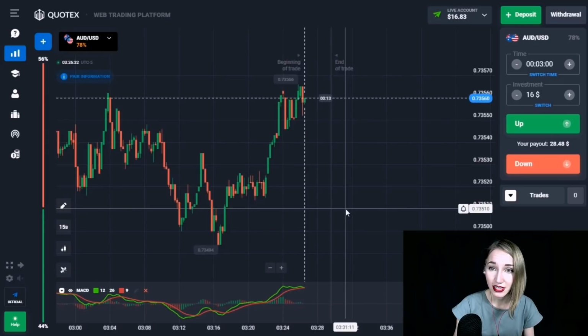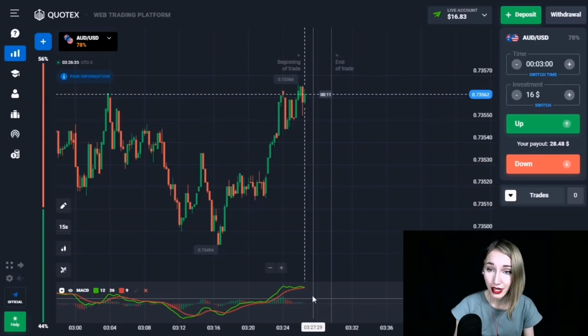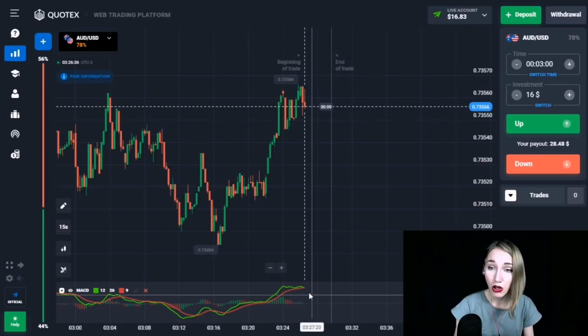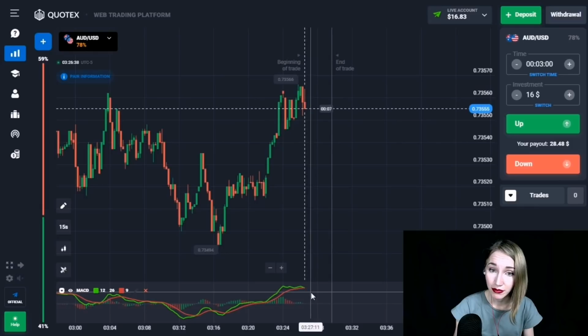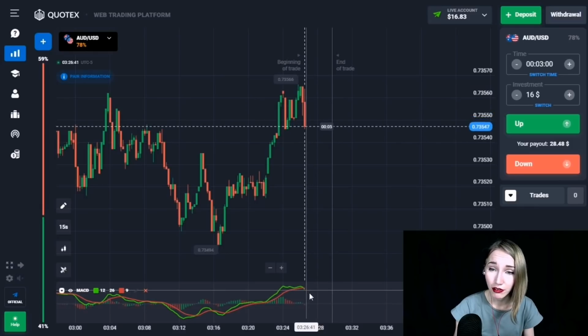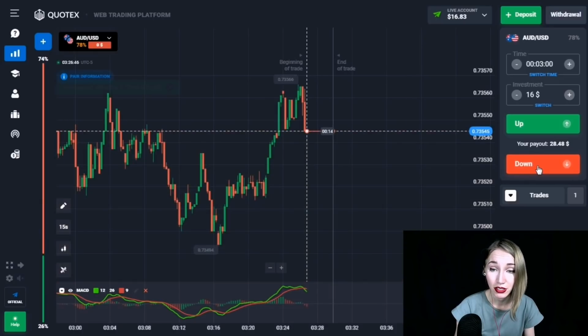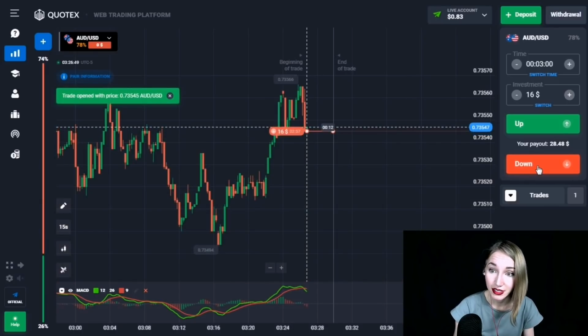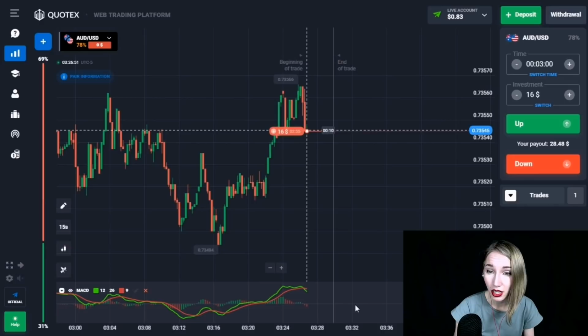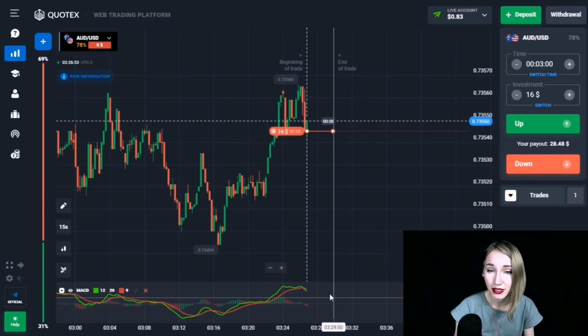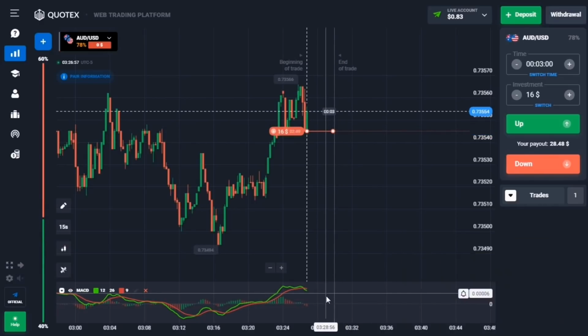So guys, on this indicator we can see that very soon there will be a price reversal. Also we can see that from the resistance level the price is starting to roll down. Our green moving average is beginning to cross our red moving average from top to bottom, and all of this is happening at the upper part of our indicator, as well as from the horizontal line we can see the red column down. Let's open a trade with down. Let's do it for 3 minutes. So guys, let's wait for the end of our trade.